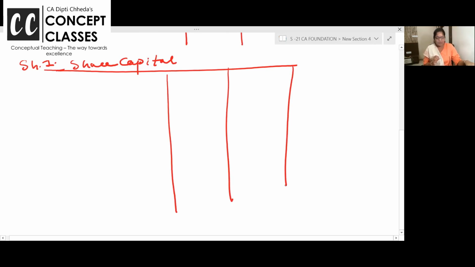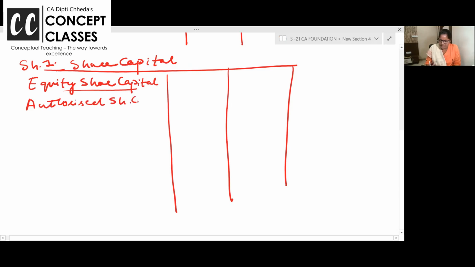Okay, read the very first problem, please. How much is the authorized equity share capital? Write down the heading, all of you. This is just a presentation problem. Equity share capital, but write it down. Writing is very much necessary. Authorized share capital: you have decided to issue 1 lakh equity shares at the rate of 10 each. You can use L now. 1 lakh equity shares of 10 each, that is 10 lakhs.